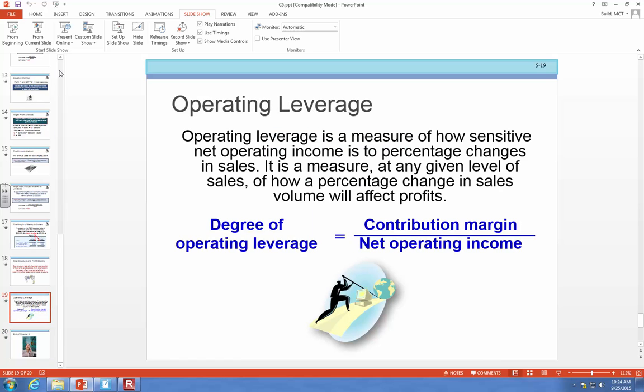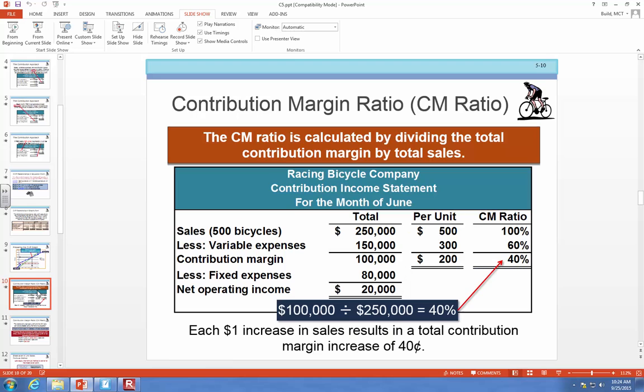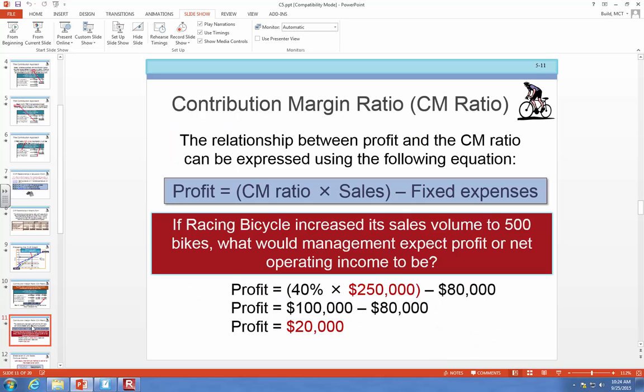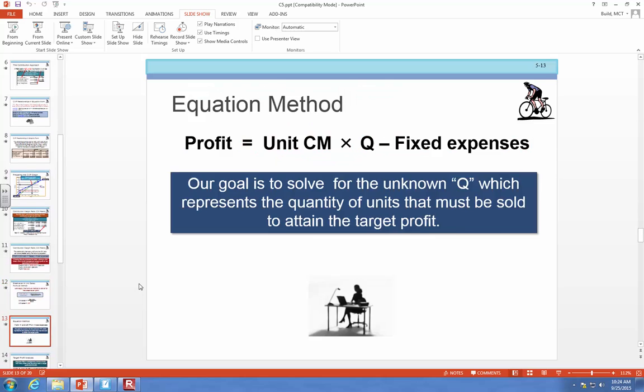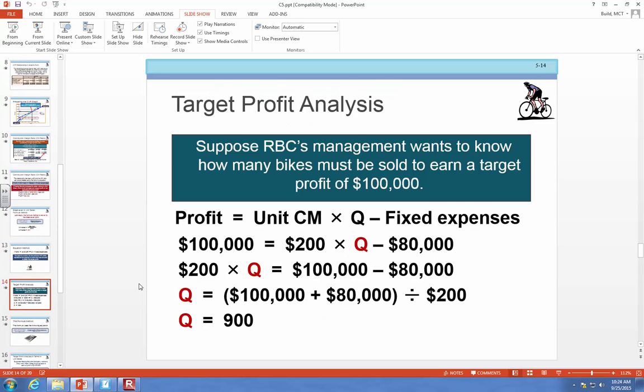For what side? I don't know which slide that was. Well, it's that one. That'll work. Originally you had 200 times Q equals 100,000 minus 80,000. And then the next thing you had was Q equals 100,000 plus 80,000. Now you go from minus to plus just because you divide 180,000 by 200.